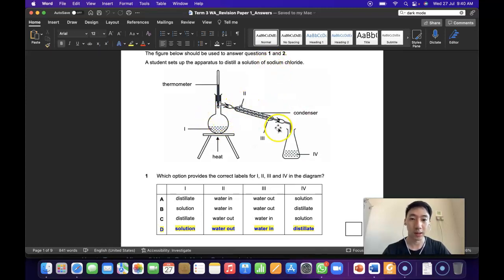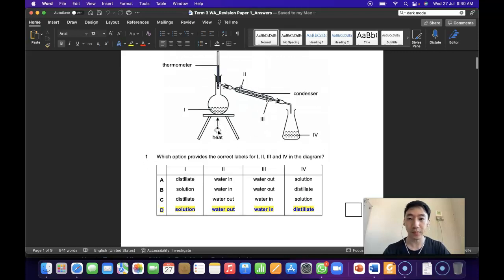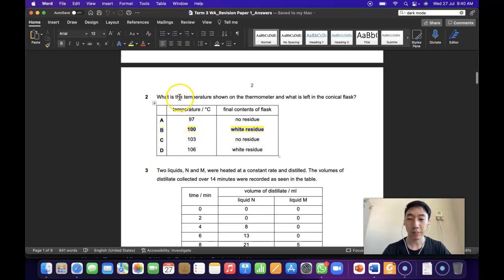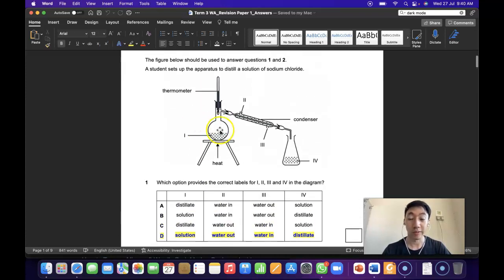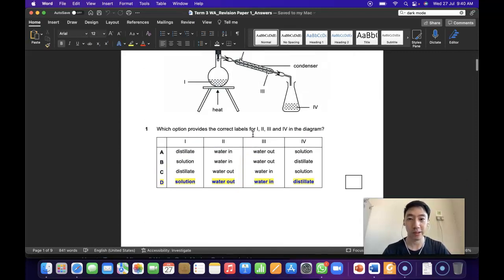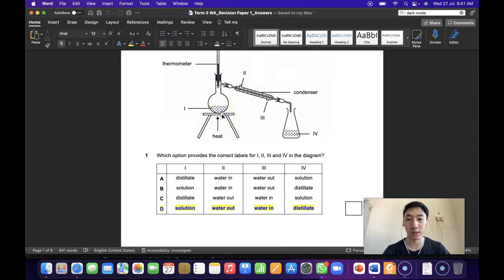What we'll get is that the pure water or the distilled water will be collected in this flask, and what will be left behind here will be the salt, because it's salt crystals. So the answer for question 1 is D. What temperature will be shown at the thermometer? It will be 100 degrees Celsius, because water is evaporating and water has a boiling point of 100 degrees Celsius. What will be left in the flask will be this white residue, which is actually the salt crystal.